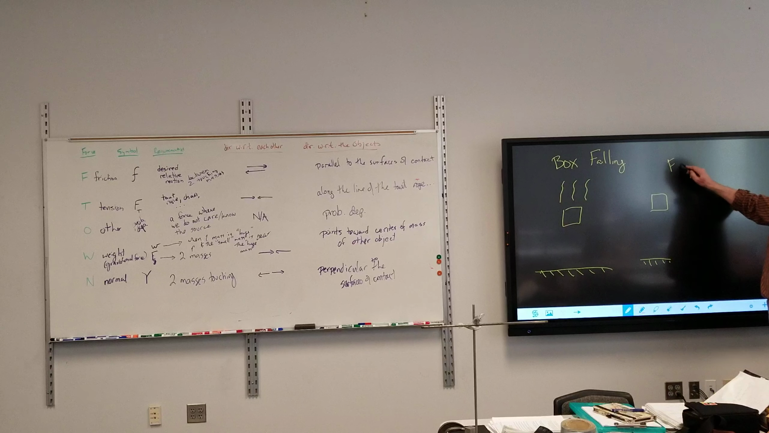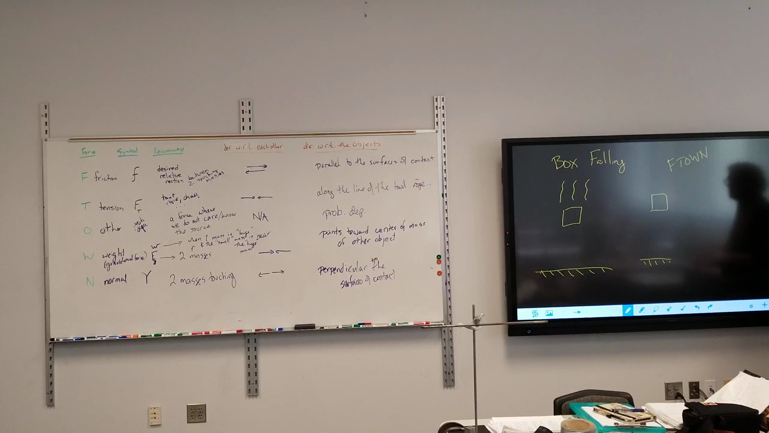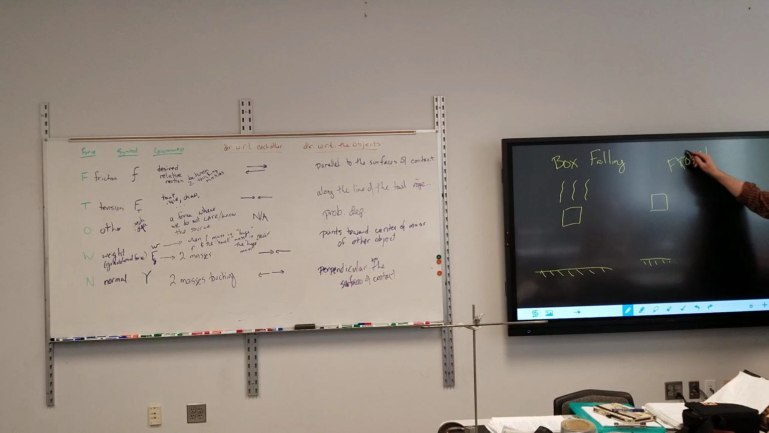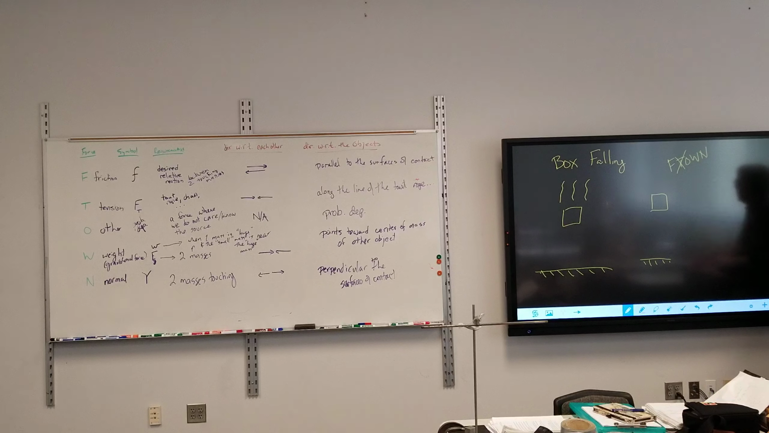I'm going to put up my F-TWON as my checklist. For this box falling, the first question is: is there anything we can eliminate? Any of these forces, the friction, tension, other, weight, or normal, that are definitely not part of this problem. Tension: there is no tension, so we can cross that one out. Friction, because there's nothing touching. Normal, again because there's nothing touching. We're down to two.